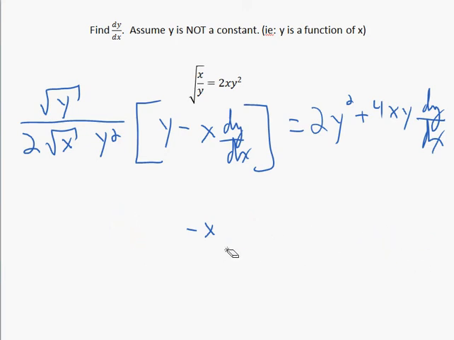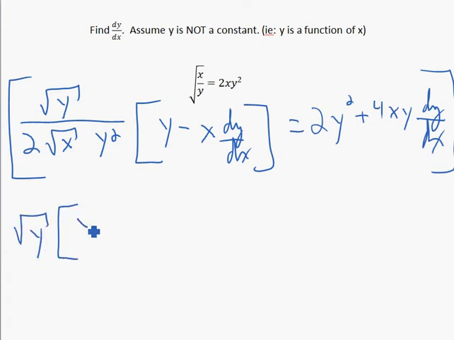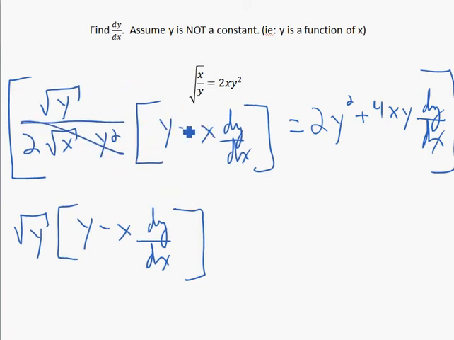Now what I'm going to do, just simplify it down a little bit further. I don't want to deal with a fraction on this side, so I'm going to multiply everything by 2 root x y squared. So I'm going to multiply this entire equation by 2 root x y squared. And what that's going to leave me with is root y times y minus x dy/dx. So that's multiplying the left side by 2 root x y squared. It just cancels this fraction out. You don't need to distribute it into these brackets here because it's multiplication, so it just cancels this fraction out.